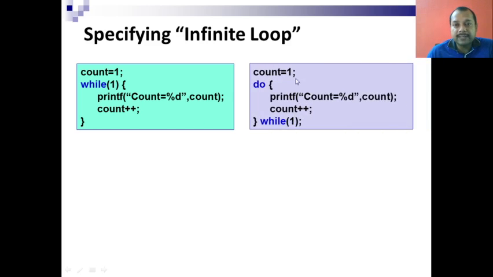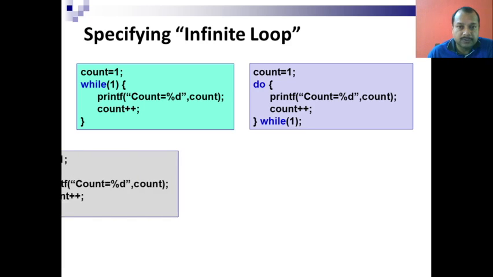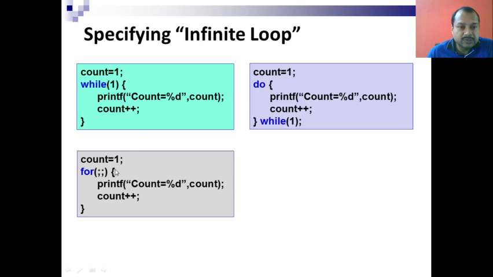Okay, so here is another example of infinite loop using the do while construct. In this case also the condition is written as 1, it can be any non-zero value. Okay, if it is 0, then it will be false, then it will come out, otherwise it will not come out. Using the for loop, here is one construct.